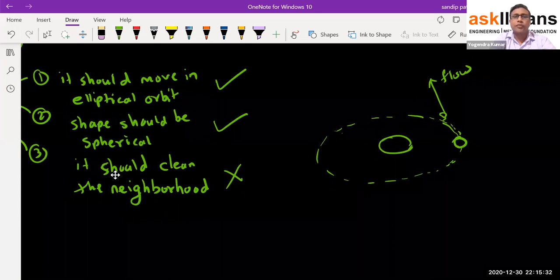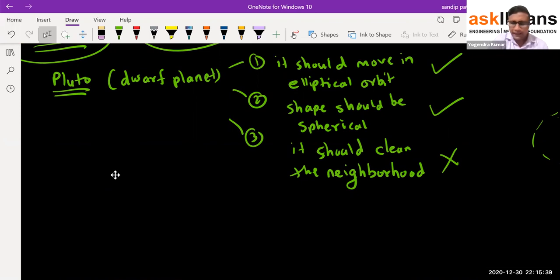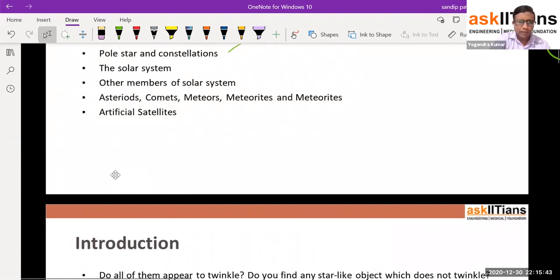So this should be one of the criteria, and Pluto cannot complete this criteria. Therefore, we are calling that Pluto is not a planet; it is the dwarf planet now. Okay. So this is about Pluto and why Pluto is removed.